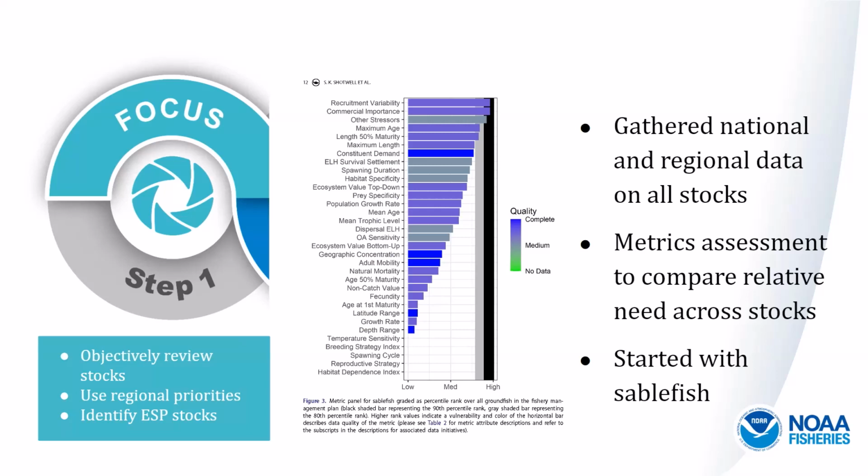So the metrics assessment identified sablefish as a strong starting point because they have high commercial importance, high variability in recent recruitment estimates. Their early life history is fairly sensitive to habitat. Additionally, sablefish is data rich, and it had been identified as a high priority in the regional action plan due to the extreme variability in their recruitment.